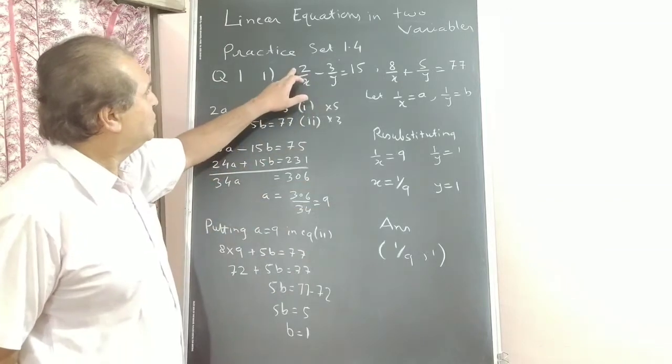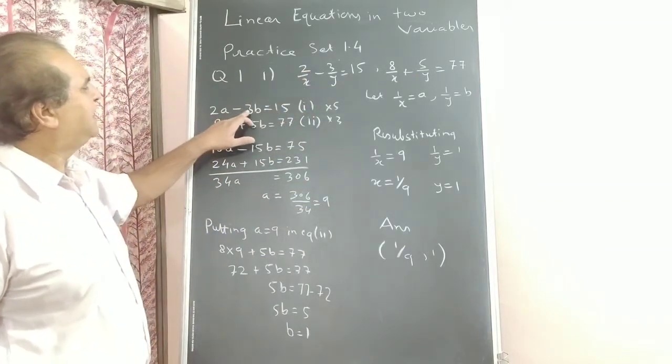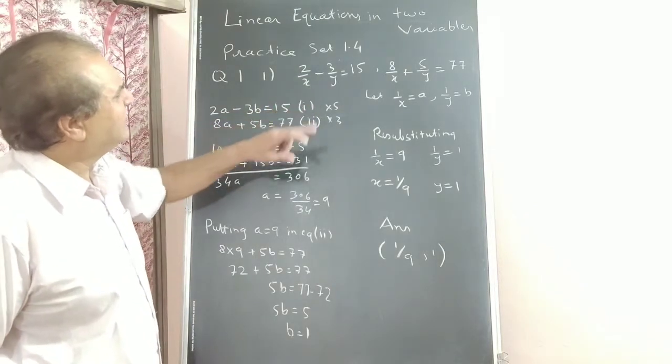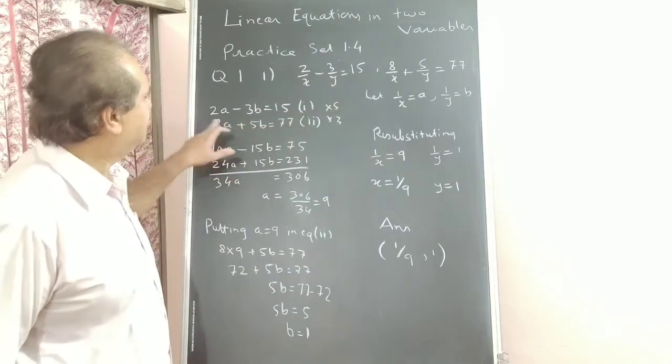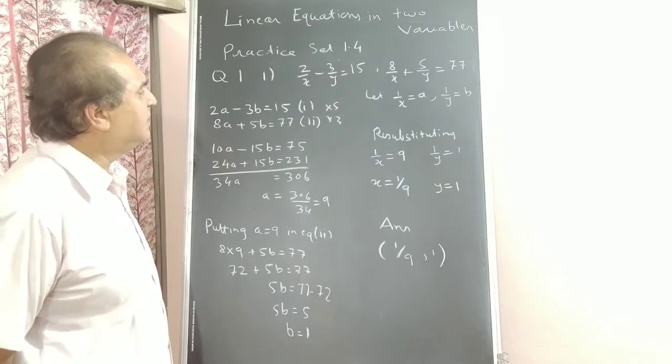So the first equation: 2 into 1 upon x is 2a, minus 3 into 1 upon y is 3b, equal to 15. This is equation number 1. 8 into 1 upon x is 8a, 5 into 1 upon y is 5b, equal to 77.